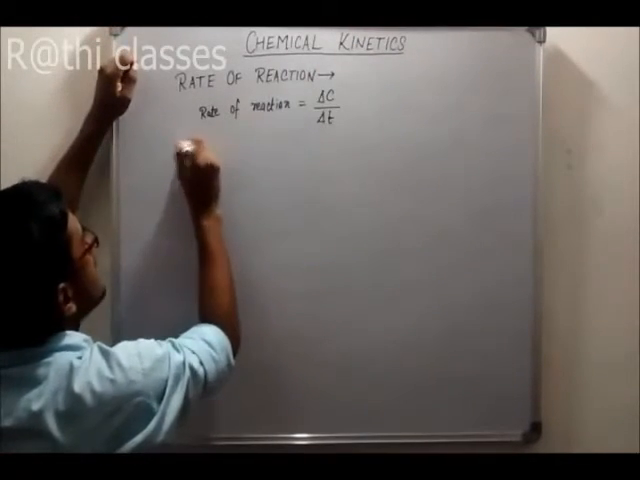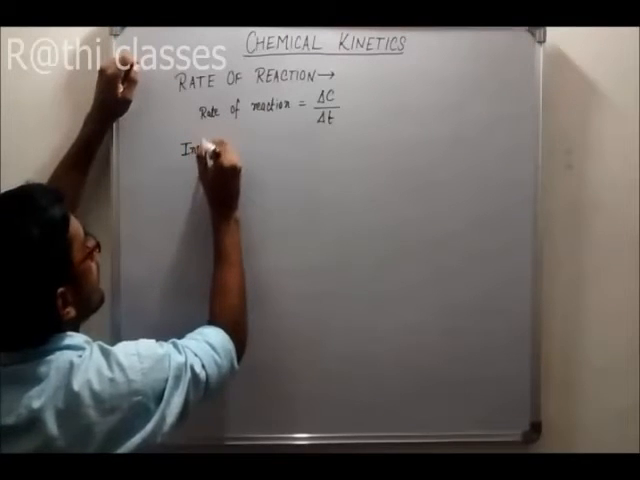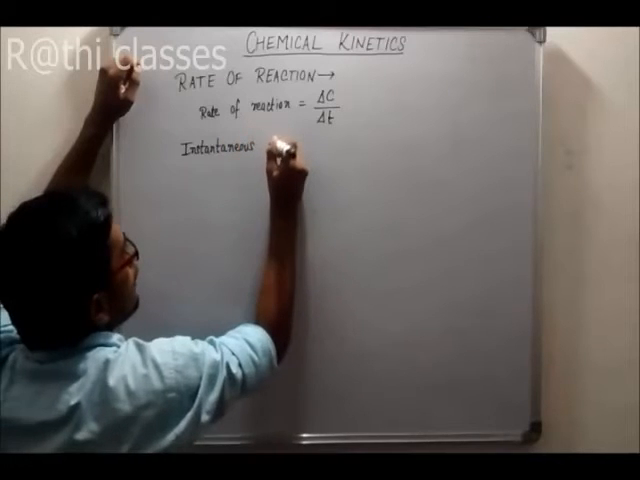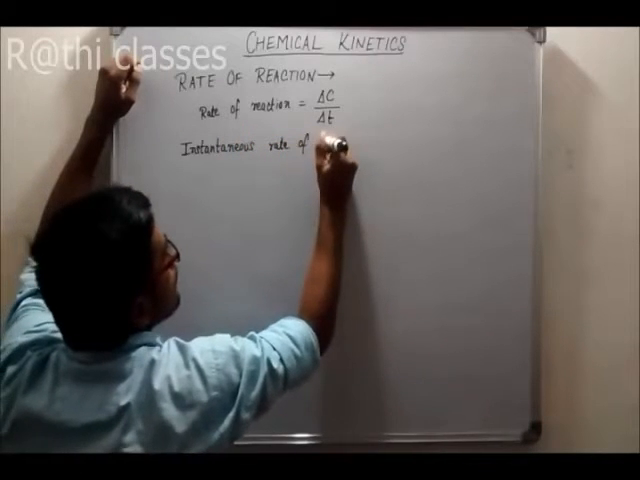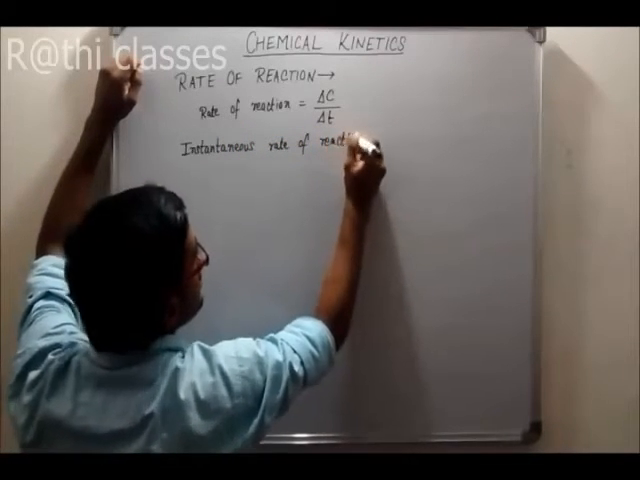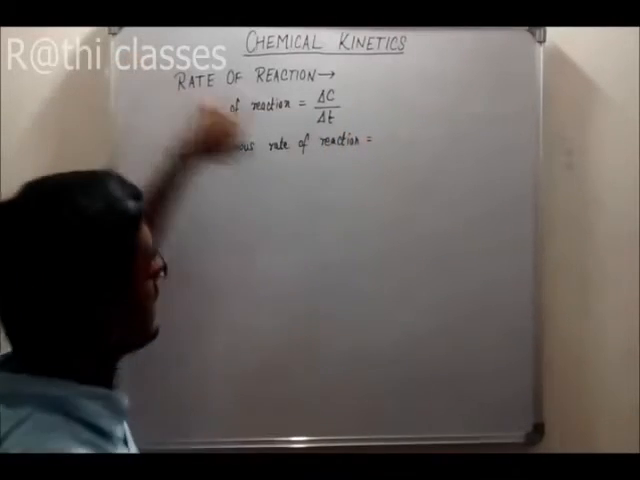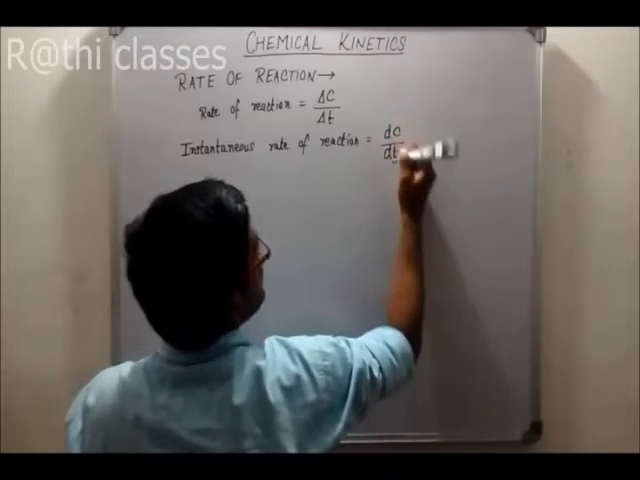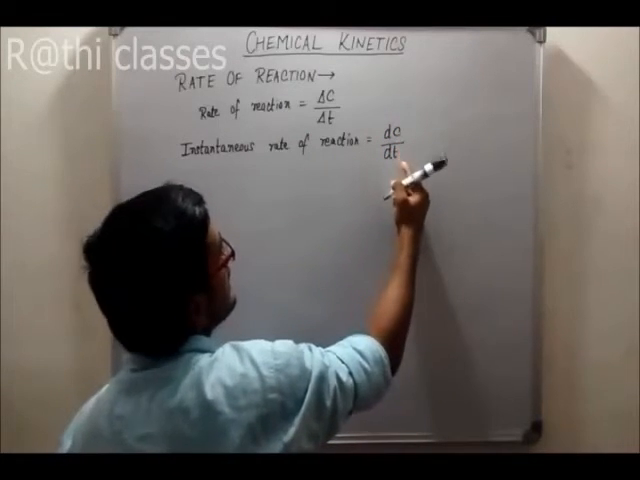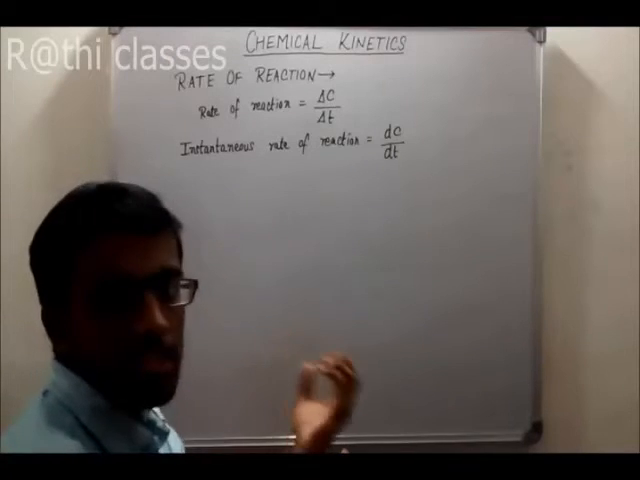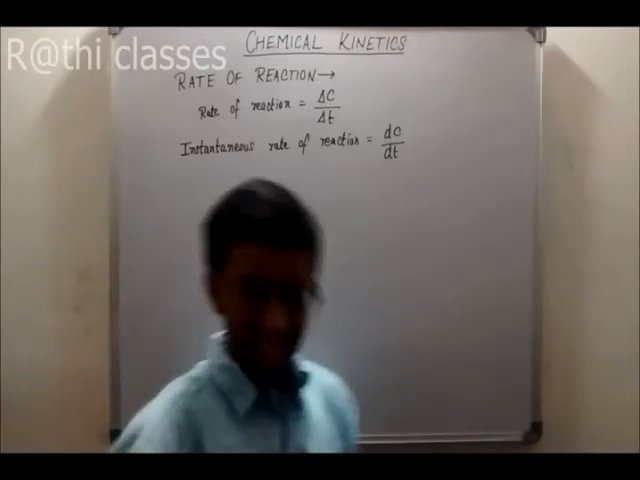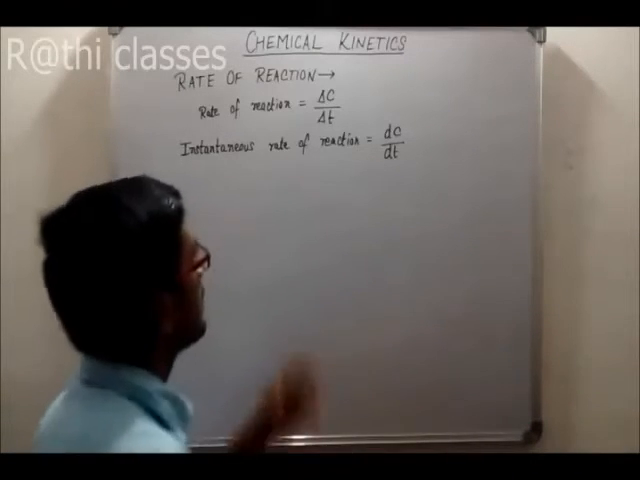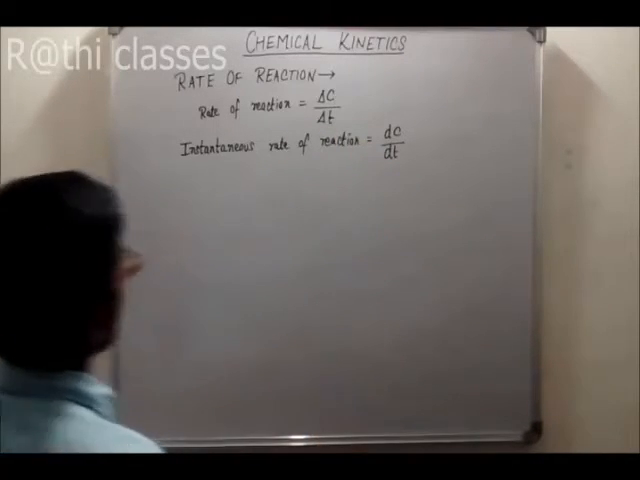There is something called instantaneous rate of reaction. Now in this instantaneous rate of reaction, this delta t tends to 0. So it is defined as dC by dt, the change in concentration by time taken where this time tends to 0. This is the instantaneous rate of reaction, that means the rate of reaction at any instant of time. It's defined as dC by dt, the change in concentration by time taken.